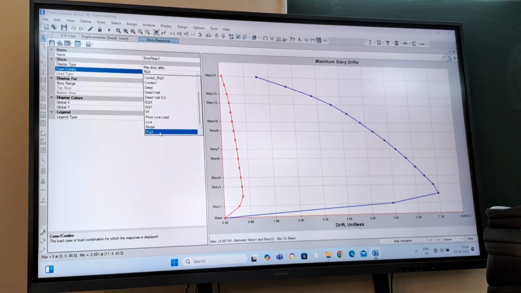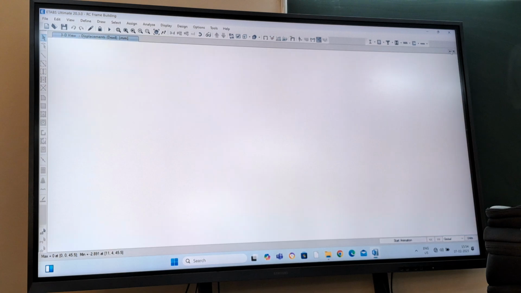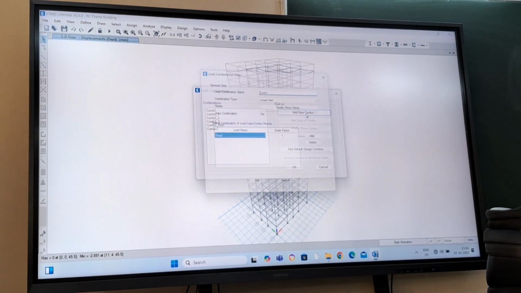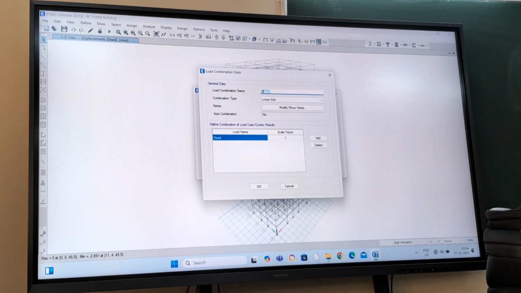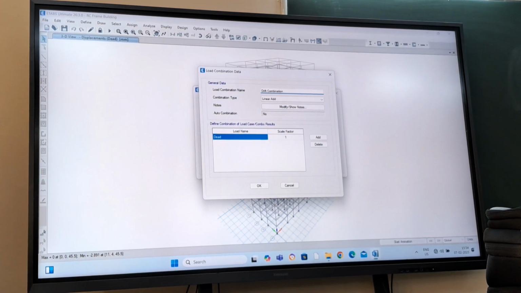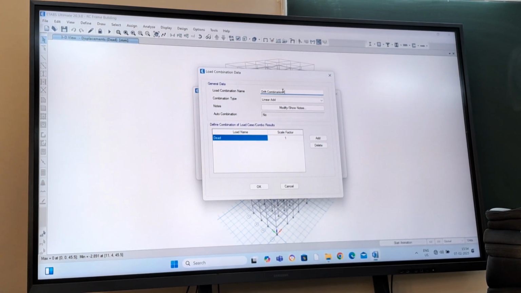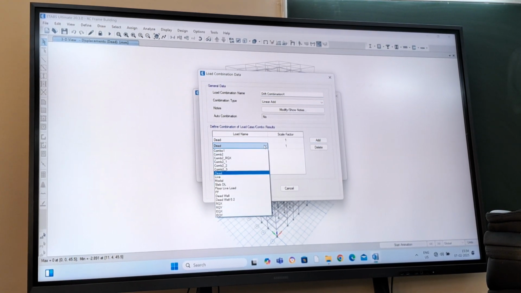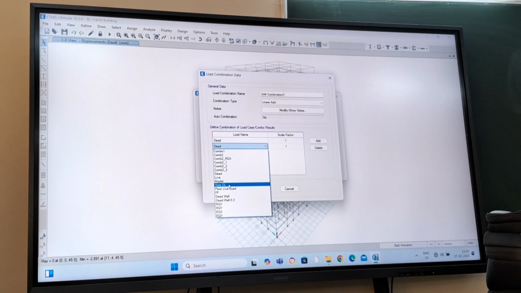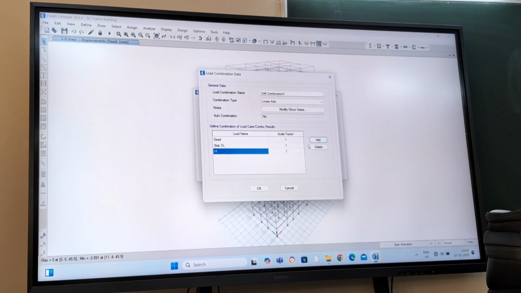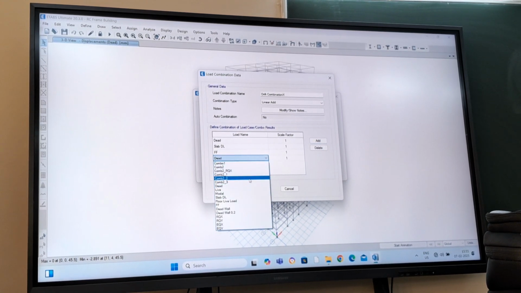Now let me show you, and you'll understand the difference. Go to combination and make another combination. Let's say drift combination X. So that load will be full, then the slab load will be full, floor finish will be full, then you have that one.